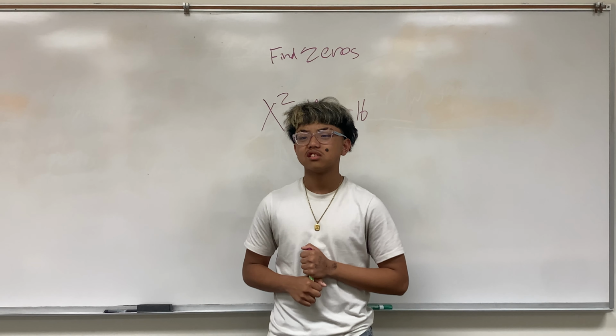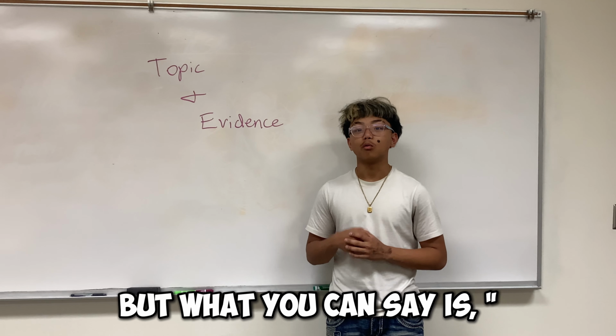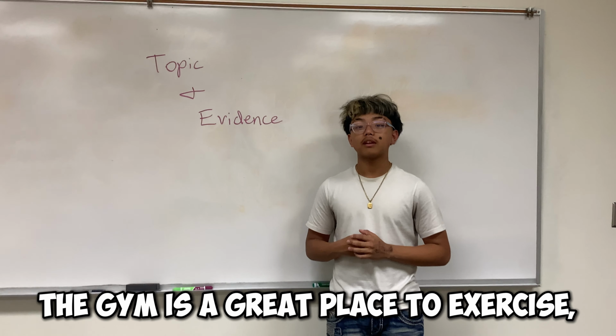Oh, wrong class. Now that you know the meaning of your prompt, you have to build a topic sentence and supporting evidence to help you in your speech. I'll give you an example. You can't say the gym is a great place to exercise and then say, I love ice cream. What you can say is, the gym is a great place to exercise. It has a variety of different machines that help work out different parts of the body.